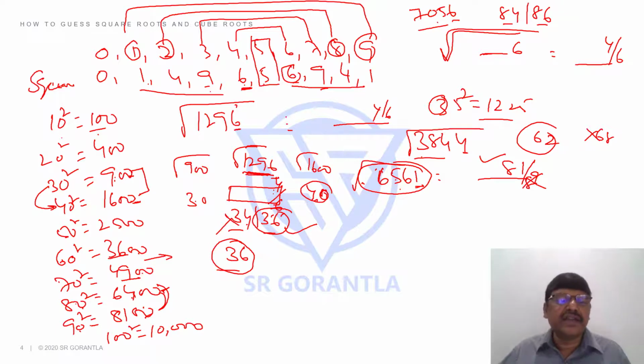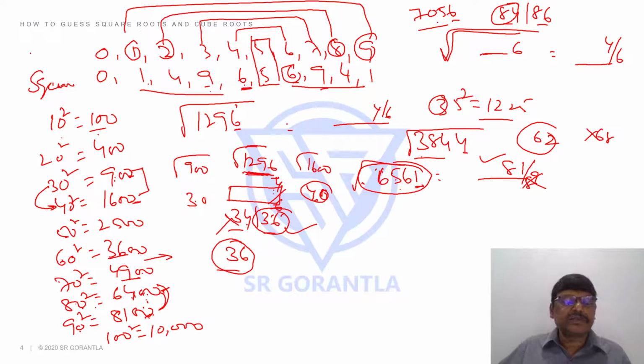How do I say? Again, you can ask yourself, 7056 is close to 6400 or close to 8100. Close to 6400 means my answer should be close to 80. Hence, it is 84. Or you can think of 85 square. What is 85 square? 7225. Right students? So like that you can answer the question, students, right?